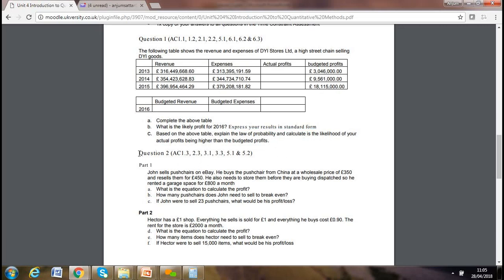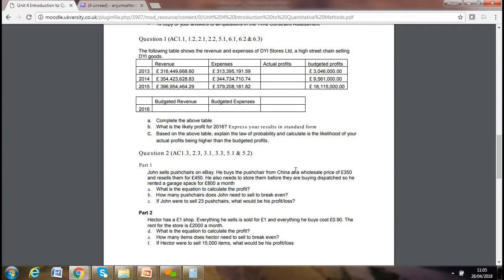So then we have question two. We know what we're supposed to do. Yes, sir, we're supposed to make an equation to calculate the profit. So first we need to calculate the profit. How can we calculate the profit? Sales minus our expenses, cost. So we can calculate our profit.